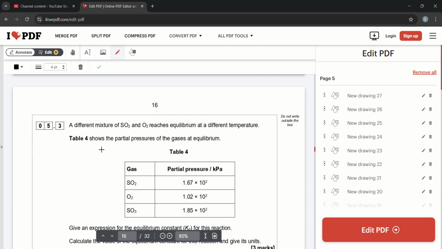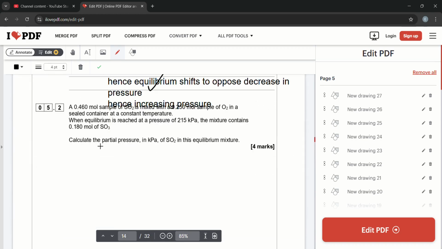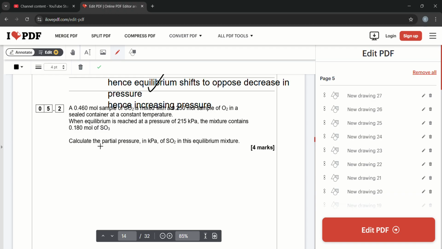5.2, 5.3, and then 5.4. So 5.2: 0.460 mole of SO2 is mixed with O2, and when equilibrium is reached the mixture contains that much SO3. Calculate the partial pressure of SO2.